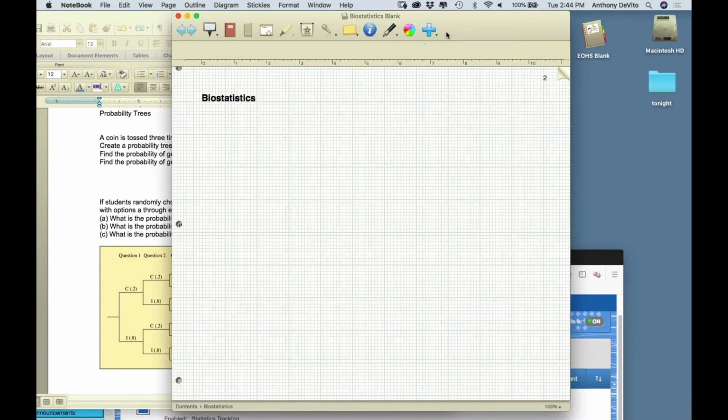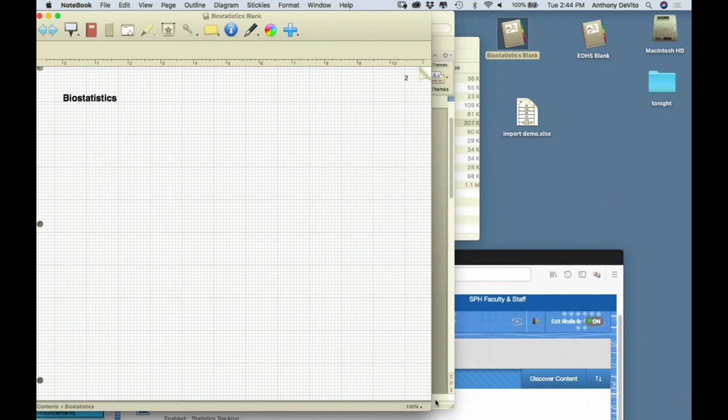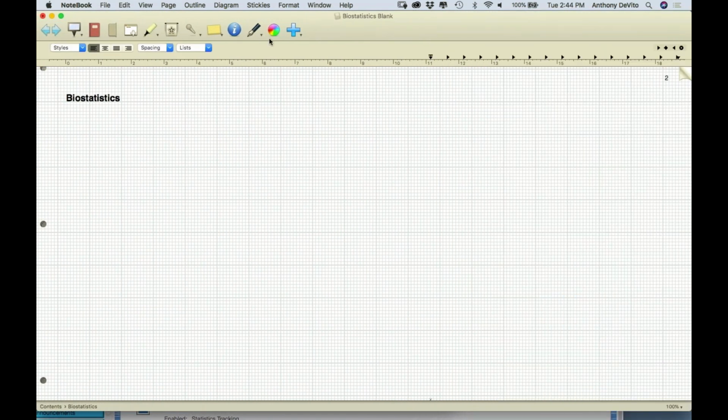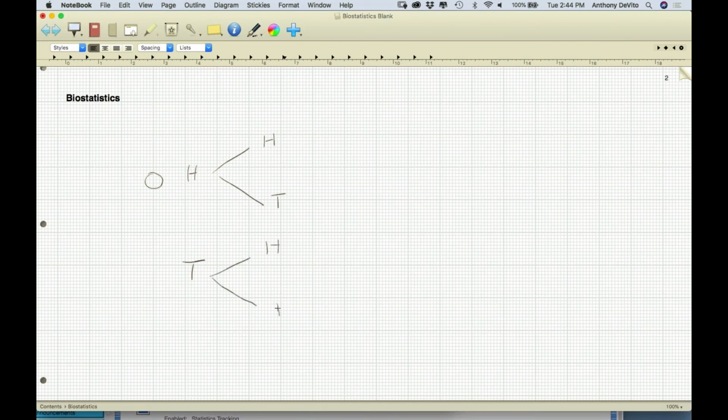Okay, so let's give this a try. So I'm going to start with the idea of my coin flip. Here's my first coin. My first coin can either be heads or it can be tails, right? Okay, so I flip it. If it comes up heads, my next coin might be heads or it might be tails. If it had come up tails, the second coin could be heads or it could be tails.